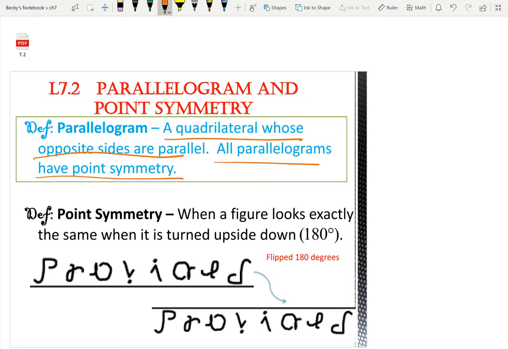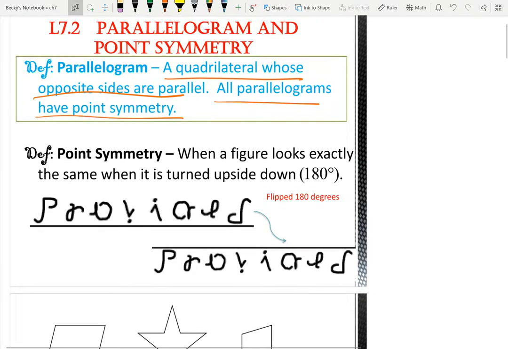All right, so what's point symmetry? This is when a figure looks exactly the same when you rotate it 180 degrees, or flip it upside down. There used to be this website, and they don't do this website anymore, where you could type in a name and it would make it into what's called an ambigram. An ambigram looks the same if you flip it 180 degrees.